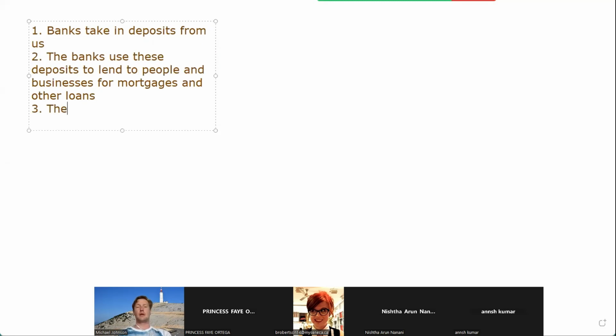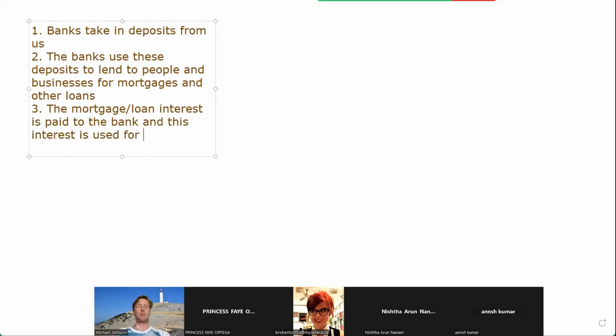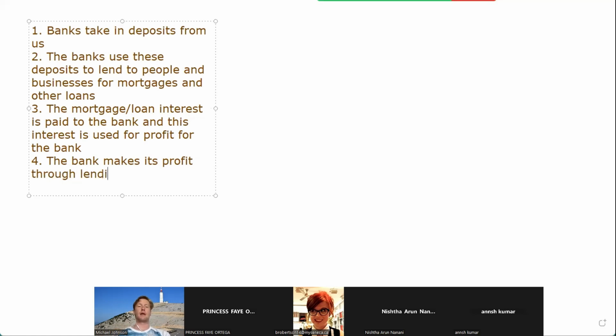And then the loans, the mortgages, the mortgage/loan interest is paid to the bank, and this interest is used for profit for the bank. So the bank makes its profit through lending money and receiving interest.